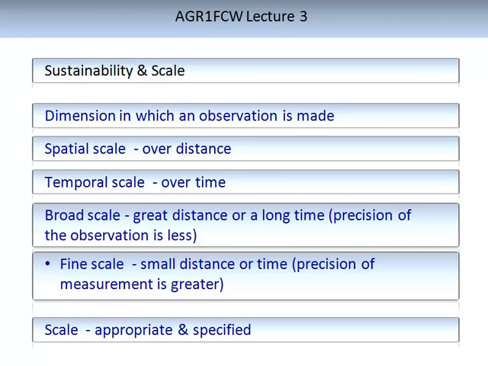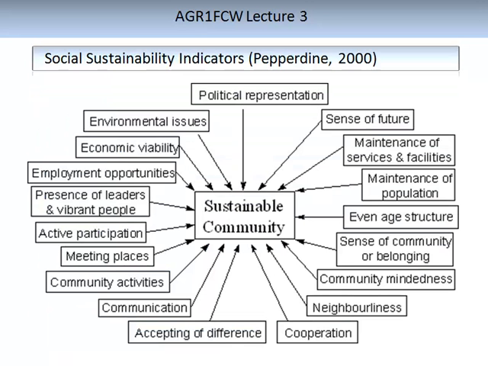Within this, there are further definitions. There is broad scale, which is a great distance or a long distance, where the precision of the observation is less. And there is also fine scale, which is the obvious opposite to broad scale, a small distance or time, and again it is the precision of the measurement. So therefore, when considering sustainability, not only does the scale have to be specified, but most importantly, it has to be appropriate.